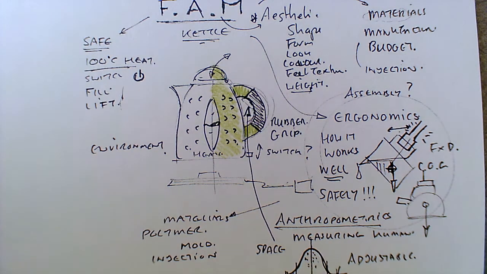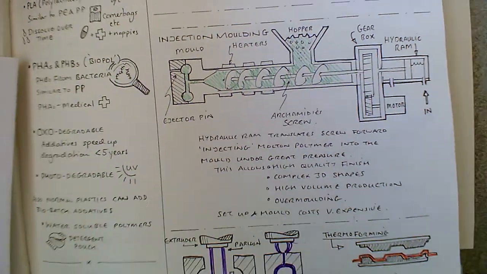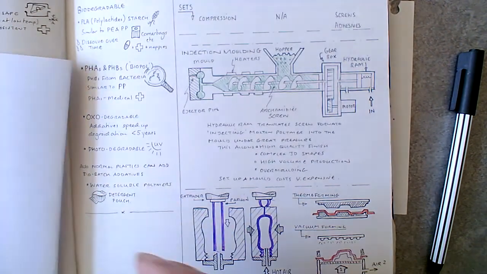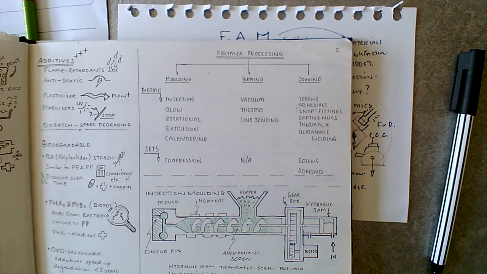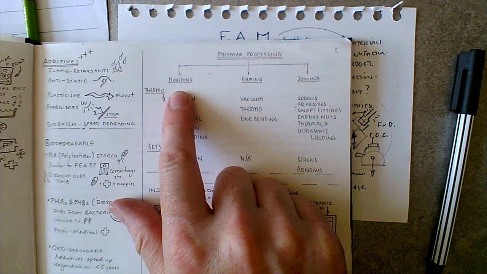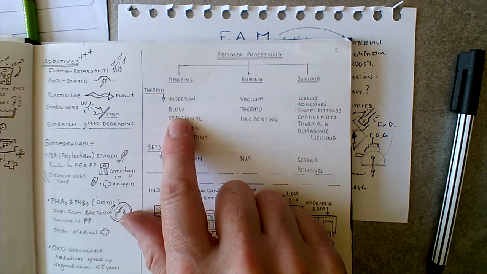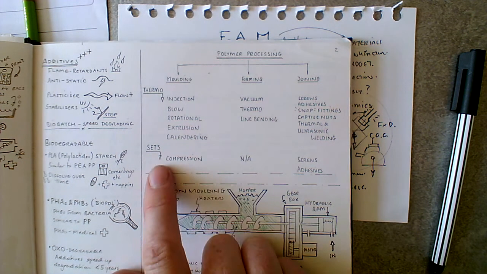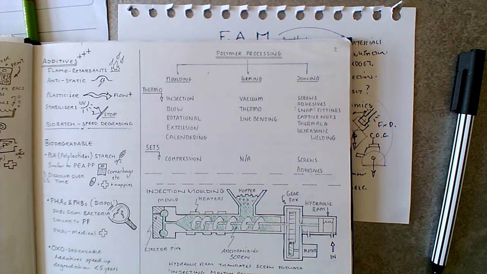So I'm just flicking through here. Here are my design notes. I'll pull right back now just for a second. This is the injection moulding process. But this is how I would be revising for my examination. So I'm looking at polymer processing here. I can mould, form or join them. So I can injection mould, blow mould, rotational mould, extrude or calender. And if it's a thermoset, then I can use compression moulding.